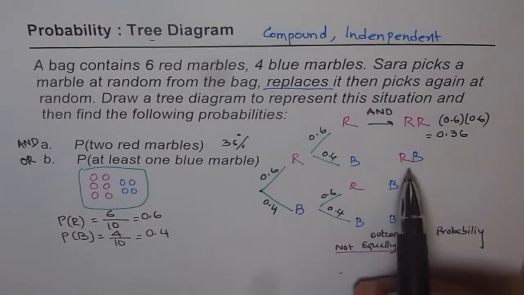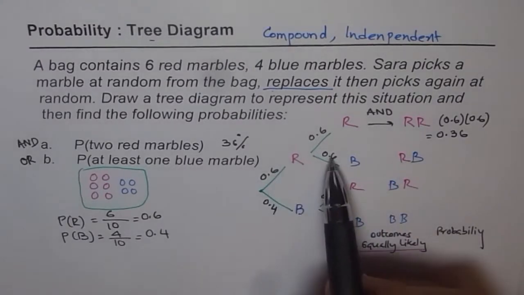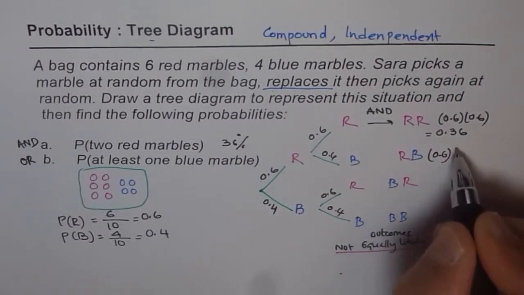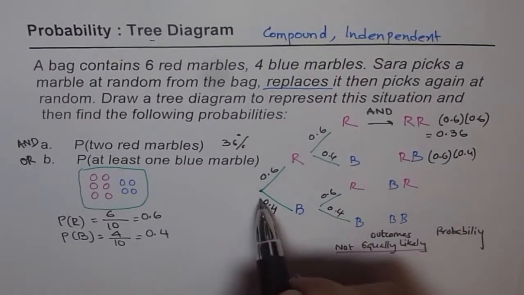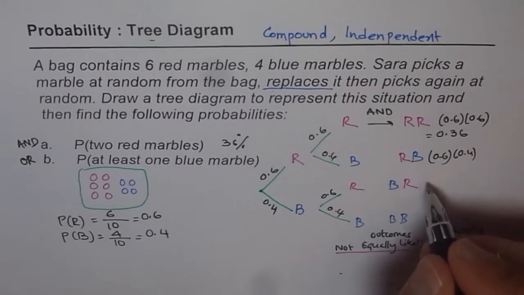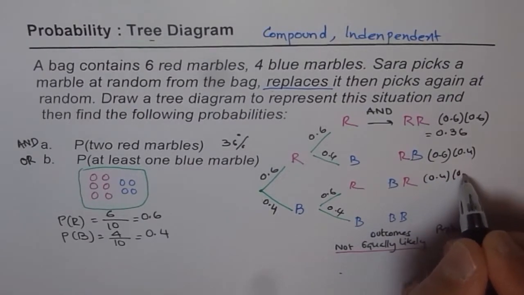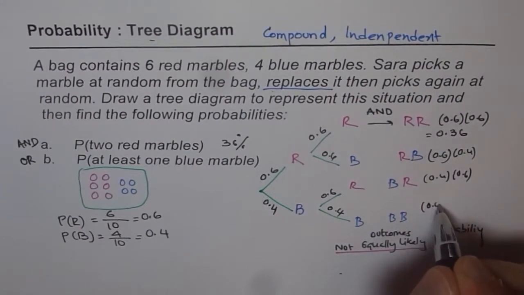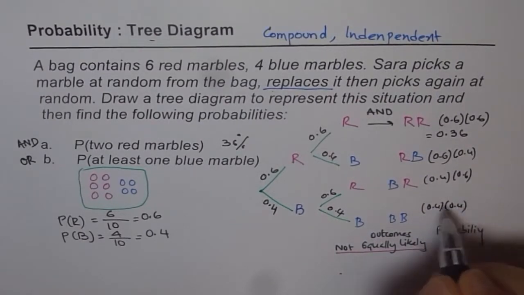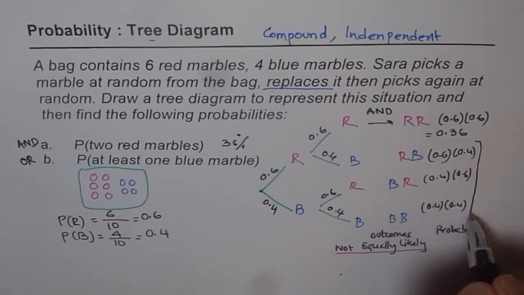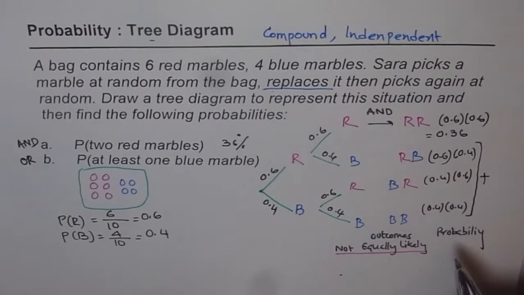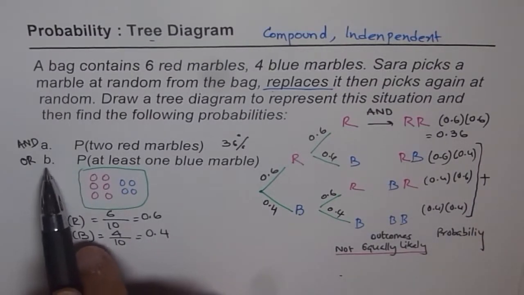So what is the probability of getting red and blue? We'll multiply 0.6 times 0.4. So it is 0.6 times 0.4. Probability of getting blue and red is 0.4 times 0.6, and probability of getting 2 blues is 0.4 times 0.4, right? So we can multiply these 3 and add them up, correct? And add them up, since it is an "or" operation, right? You get a probability. So that is the way to find the answer for B.